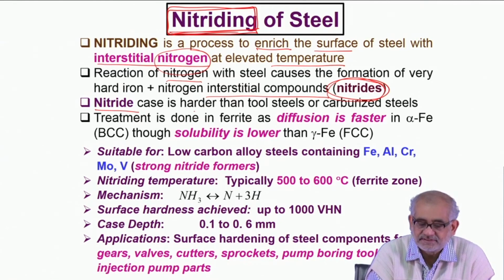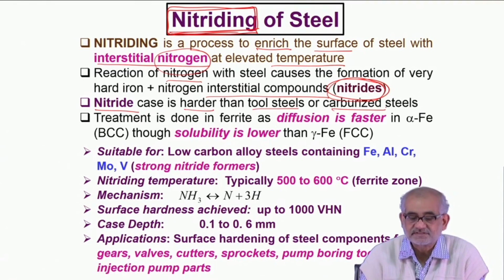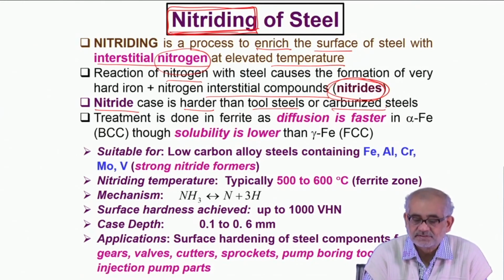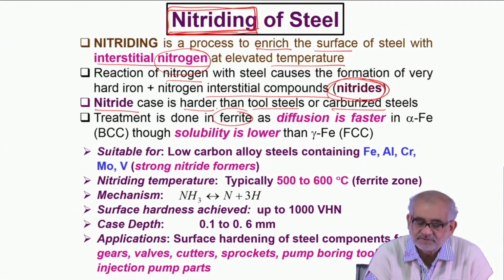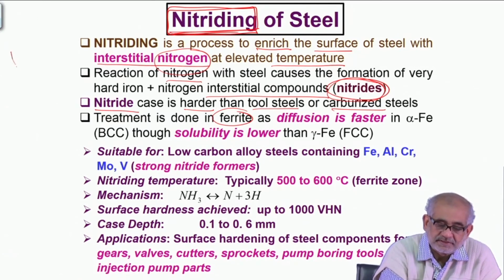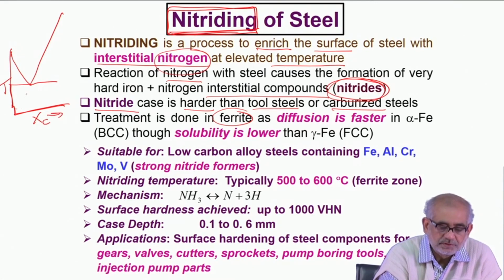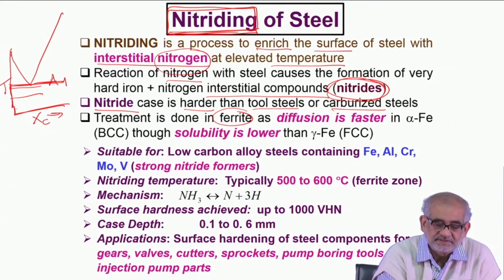So the nitrided case is harder than even tool steels or carburized steels. In that respect you derive greater advantage, but we'll realize that this is not always an advantage that we want. This treatment typically is done in the ferritic range. That means, looking again at the eutectoid part of the iron carbon diagram, we are talking about a temperature range below the eutectoid temperature, A1. The typical treatment range will ideally be about 480, 490 to about 550 or so.